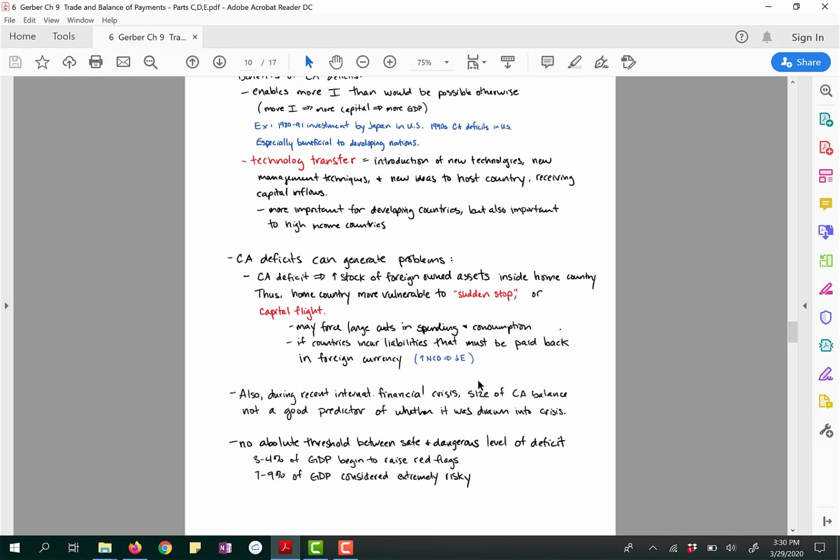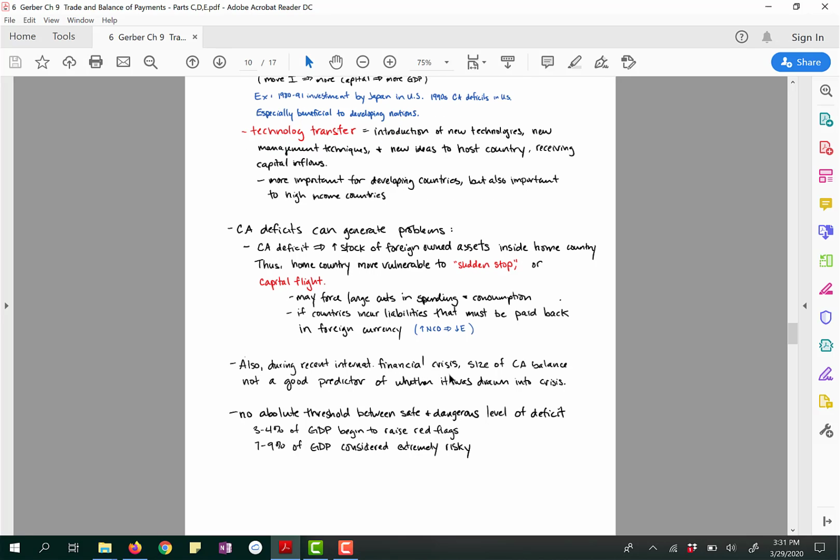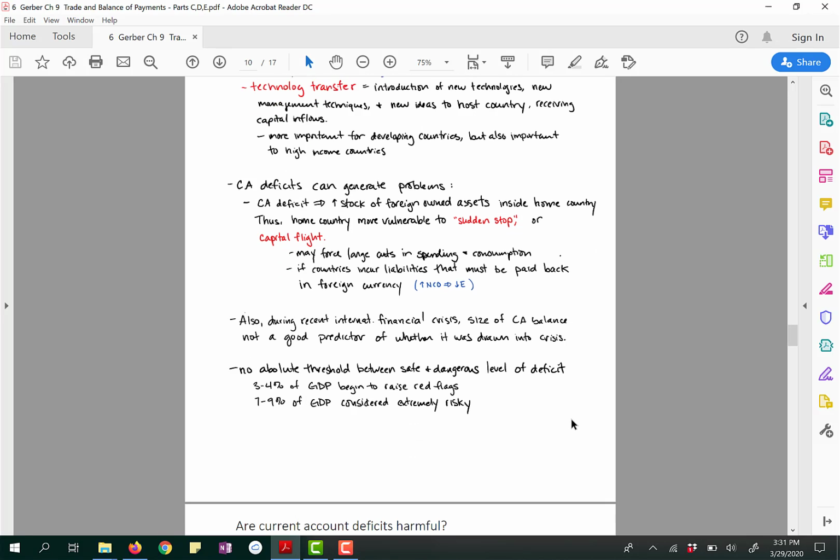One point our chapter makes is that the size of the current account balance, while it's acknowledged universally that having a very large current account balance is a point of vulnerability, it's not a guarantee that a country will ultimately be hit by capital flight. So it says the size of the current account balance was not a good predictor of whether or not a country was drawn into financial crisis during at least the most recent financial crisis in 2007 to 2009.